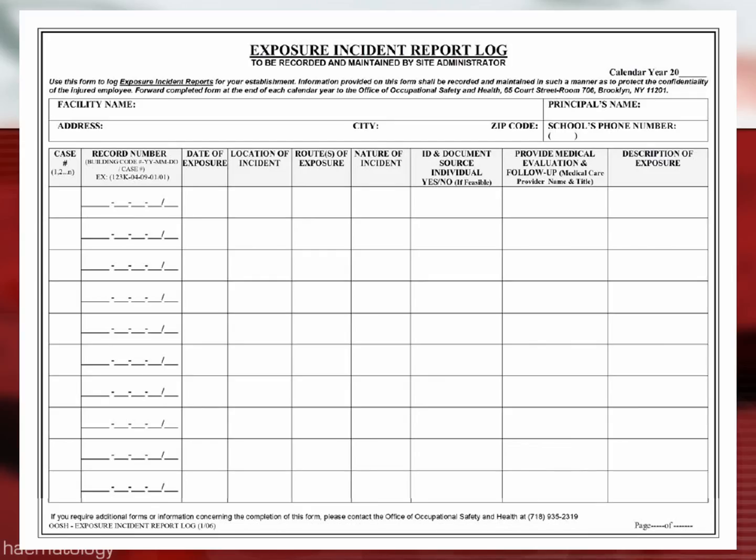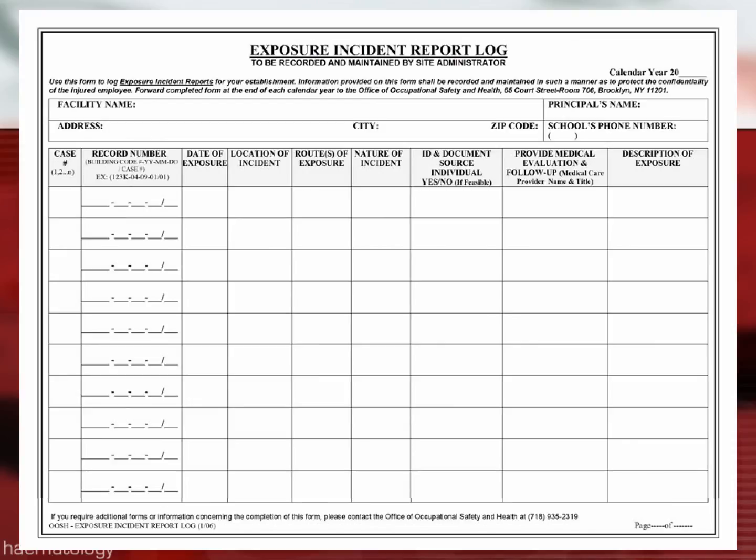This is an example of an exposure incident report log, and it's actually a pretty good one. This is from a school up in New York, I believe. But it has all the good information on it. Obviously, you're going to be doing this for every calendar year. The facility name, address, city, zip, that type of thing. This may be the safety manager or the production manager, however you want to do that, but somebody's name who's keeping track of this, and the phone number.